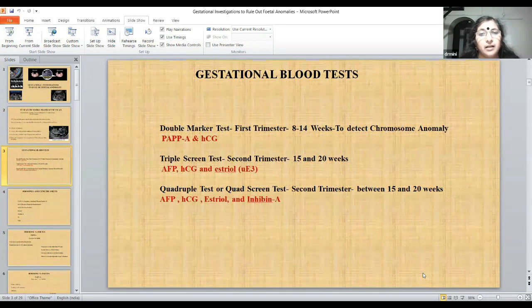Inhibin A is used to detect chromosomal anomalies of the fetus, and inhibin B is checked in infertility treatment to check whether the mother is healthy and suitable for IVF. Here, inhibin A is the one hormone checked in the quad screen test, in the second trimester between 15 and 20 weeks, the last part of the quadruple test. And next, we are going to the next slide.